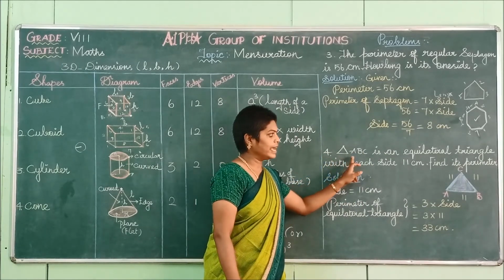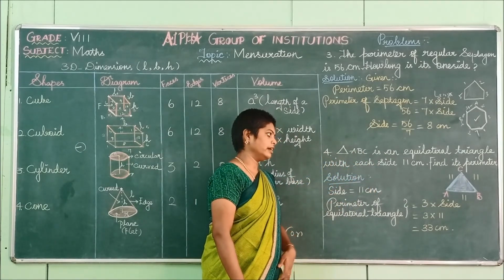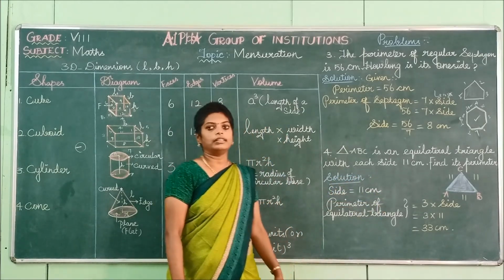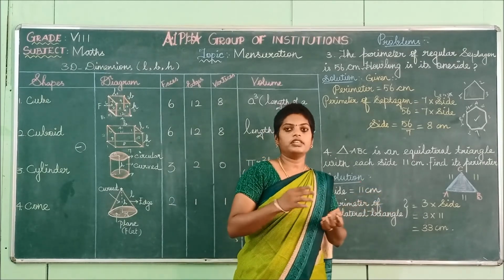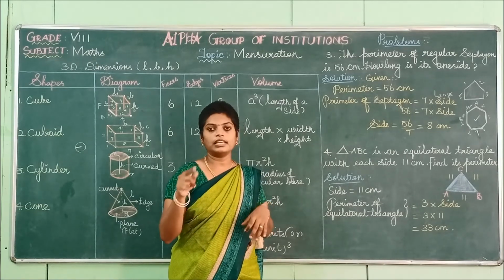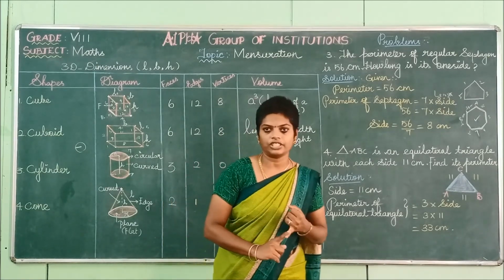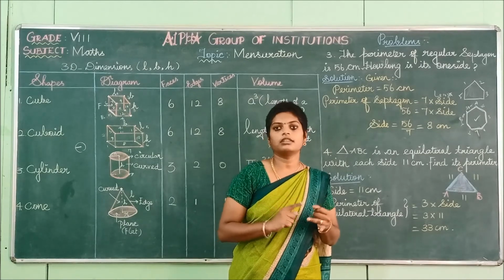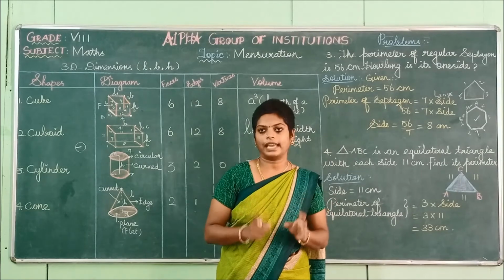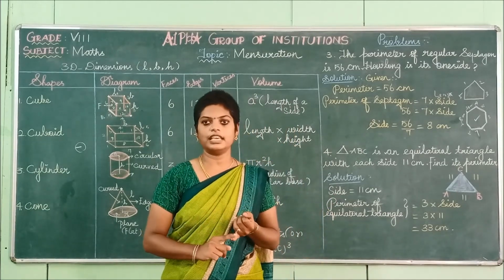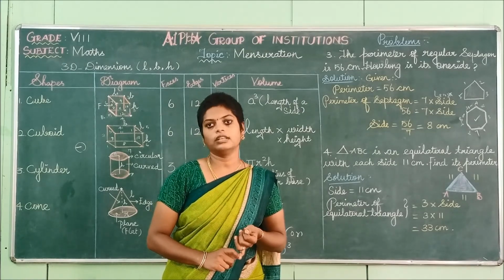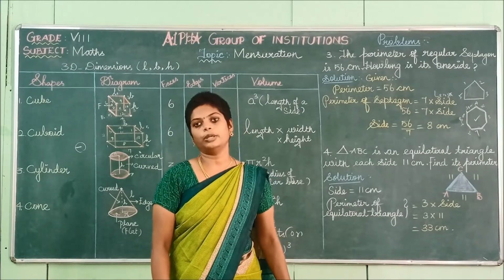Next question: the triangle ABC is an equilateral triangle with each side 11 centimeter. Find its perimeter. I already covered this in this session. So we saw the triangle. A triangle which has 3 sides the same is called equilateral. If 2 sides are equal, it is called isosceles. If all 3 sides are different, it is called scalene. If 3 sides are equal, it is equilateral; if either 2 sides are equal, it is isosceles; if all the 3 sides are different, it is called scalene.